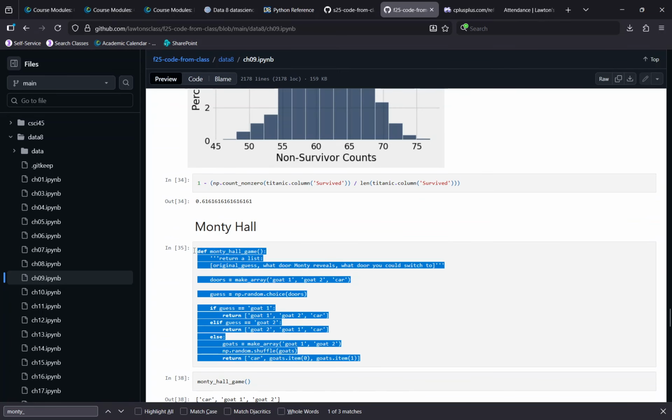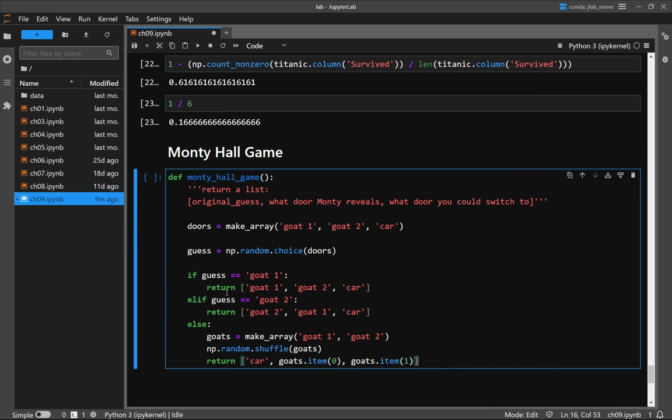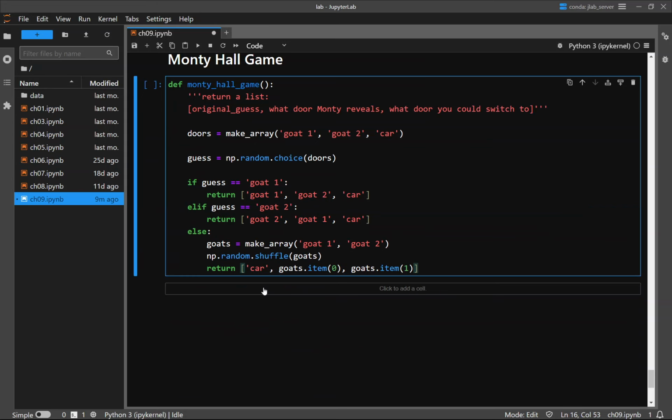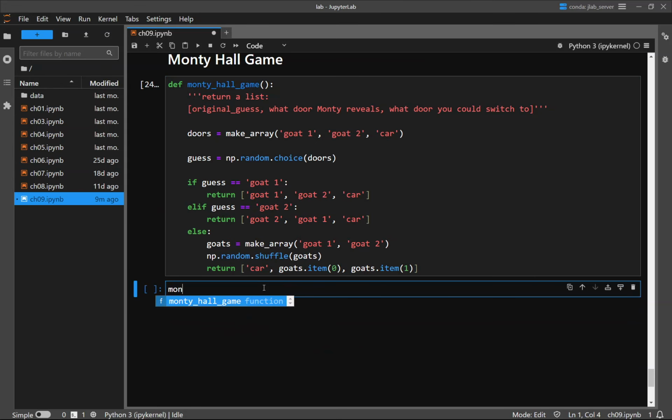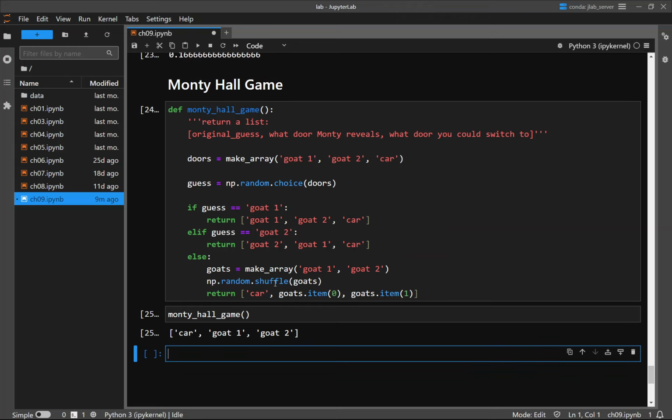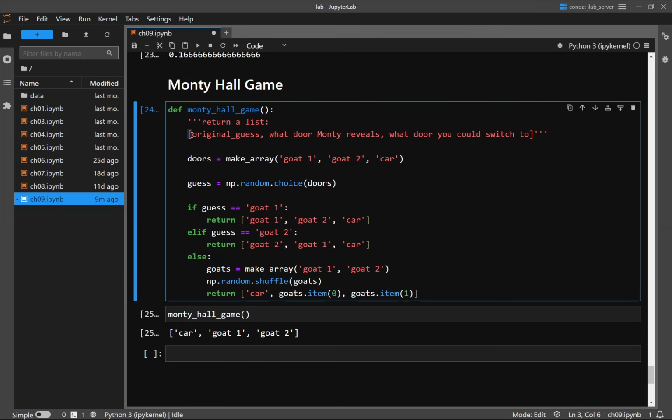Here's a giant function that simulates you playing the Monty Hall game. So here it is. Let me run it once. This is simulating the Monty Hall game. What it's going to do is give back a sequence, not as an array, but with square brackets. It's called a list in Python. It's pretty much an array.